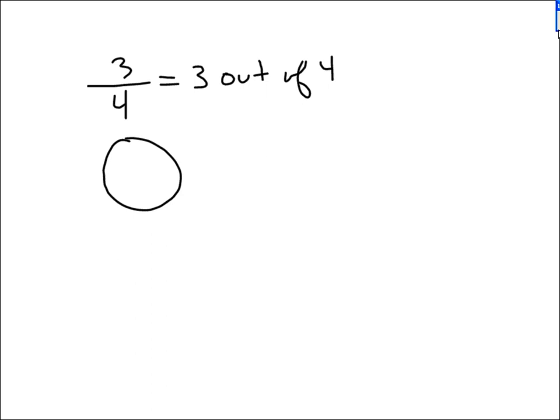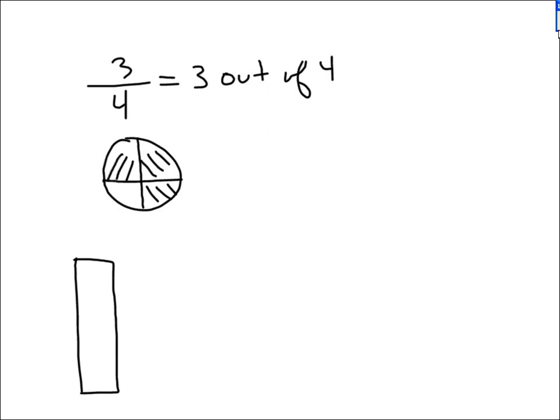You have a pizza pie that's cut into 4 equal pieces, and you ate 3 of them. You ate 3 out of 4. That is 3/4 of the pie. Or you have, I don't know, a loaf of bread, or you just have this picture. You have 8 equal pieces: 1, 2, 3, 4, 5, 6, 7, 8. But they must be equal. Assume they are.